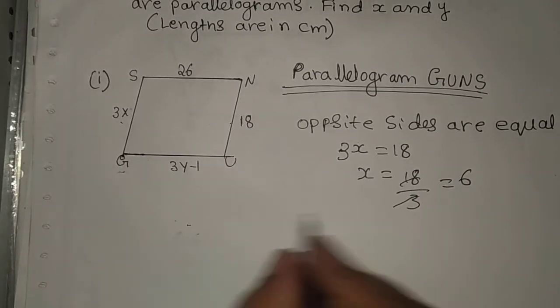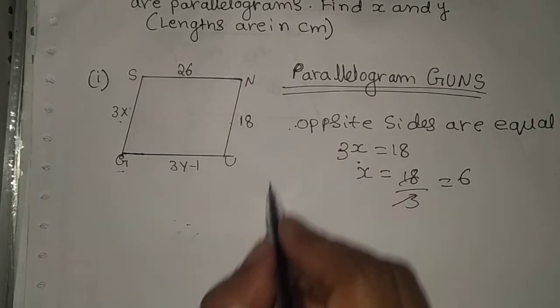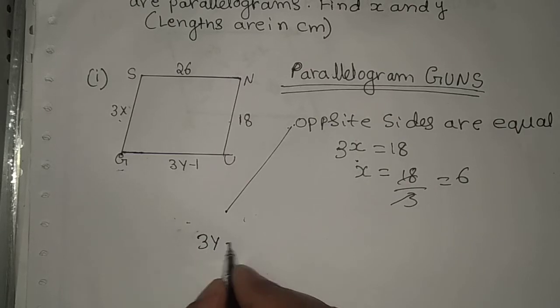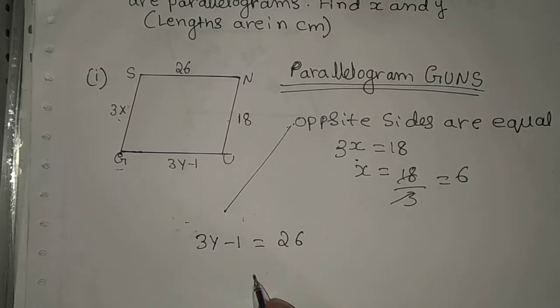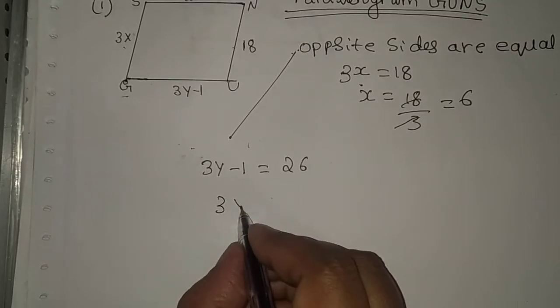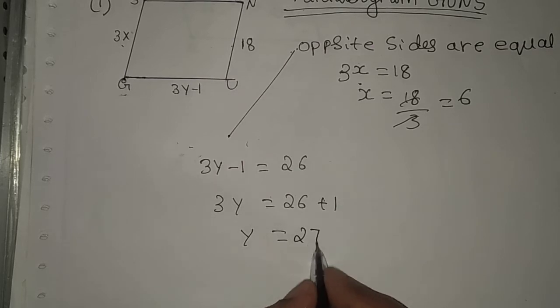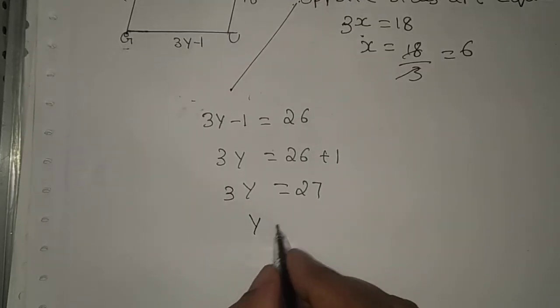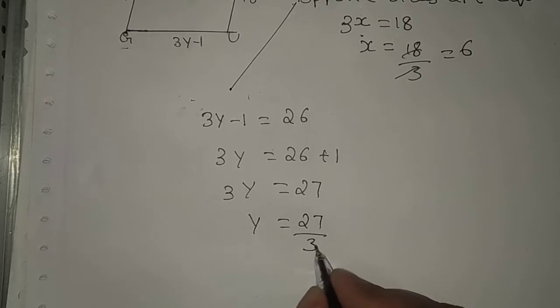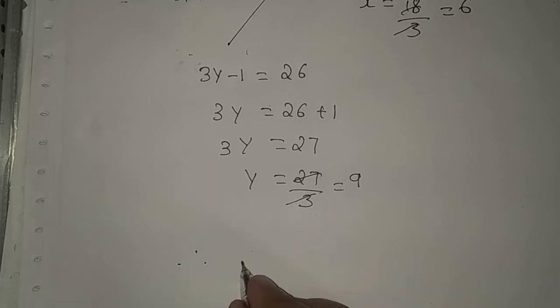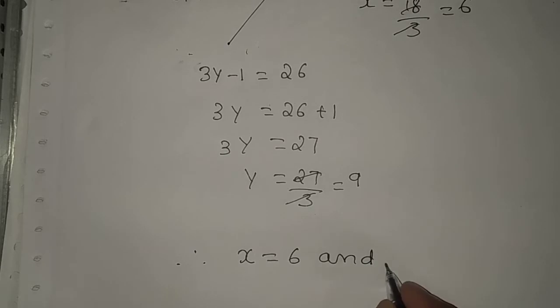So next, one set of opposite sides we took, again we'll take the next set. Next step is 3y minus 1 is equal to 26. We'll simplify this, that is 3y is equal to 26 plus 1. Therefore y is equal to 27 by 3. 3 nines are 27. Therefore the value of x is equal to 6 and y is equal to 9 in centimeters. That's all.